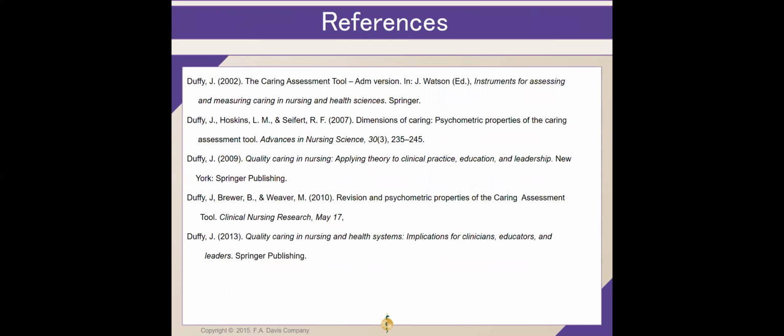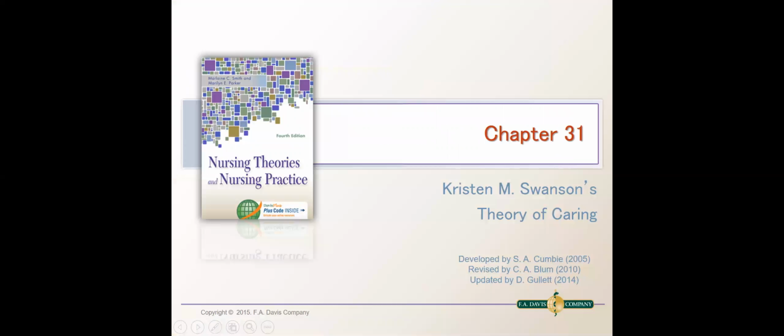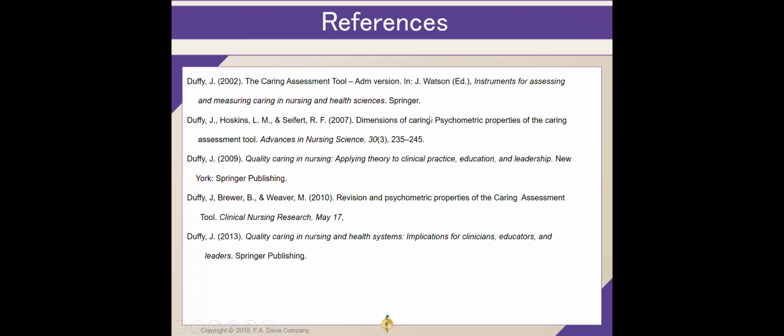Here's references. I just want to show you some of these because I can teach you a little bit about APA style for a moment. This one right here is showing the caring assessment tool because it's a proper noun. It's capitalized. And here we have the book title is in sentence case and also in italics. Notice the first initial, Watson's first initial is placed before the last name, and I just noticed this colon should not be there. That must have been an older edition.